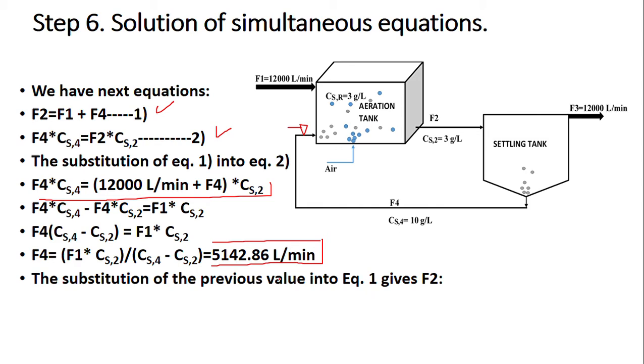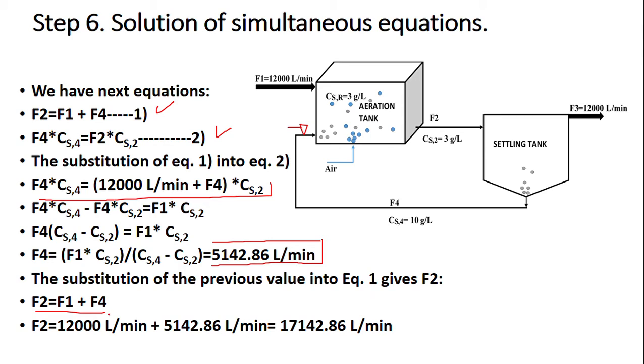The substitution of the previous value into equation 1 gives F2. Therefore, the water flow withdrawn from the aeration tank is 17,142.86 liters per minute.